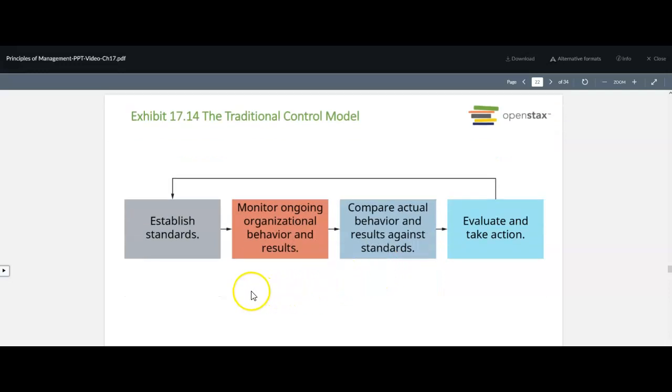So here again, the control model or monitoring model, you establish standards whereby you will monitor, and then monitor the behavior and results. You compare actual behavior against standards and evaluate and improve.